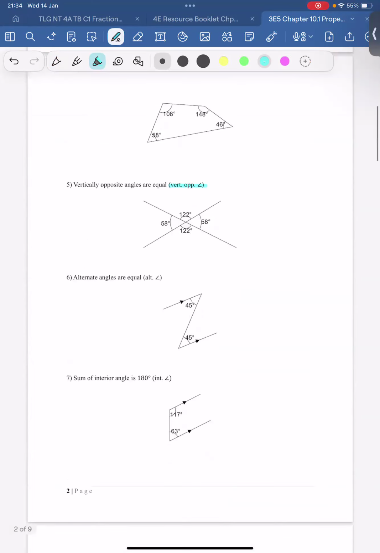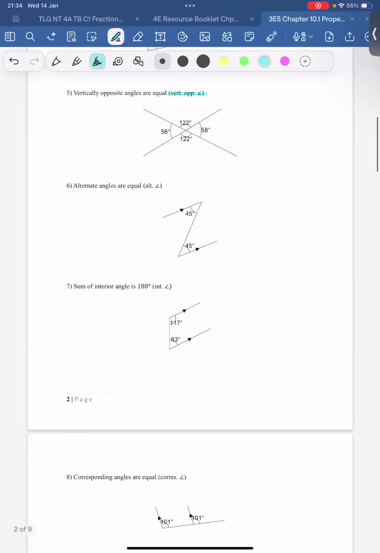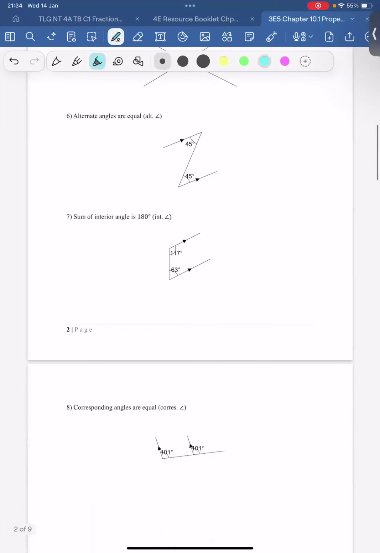Okay, the next three, properties 6 to 8, require you to have parallel lines. So you can only apply these three properties when you have parallel lines. They are alternate angles, interior angles, and corresponding angles.